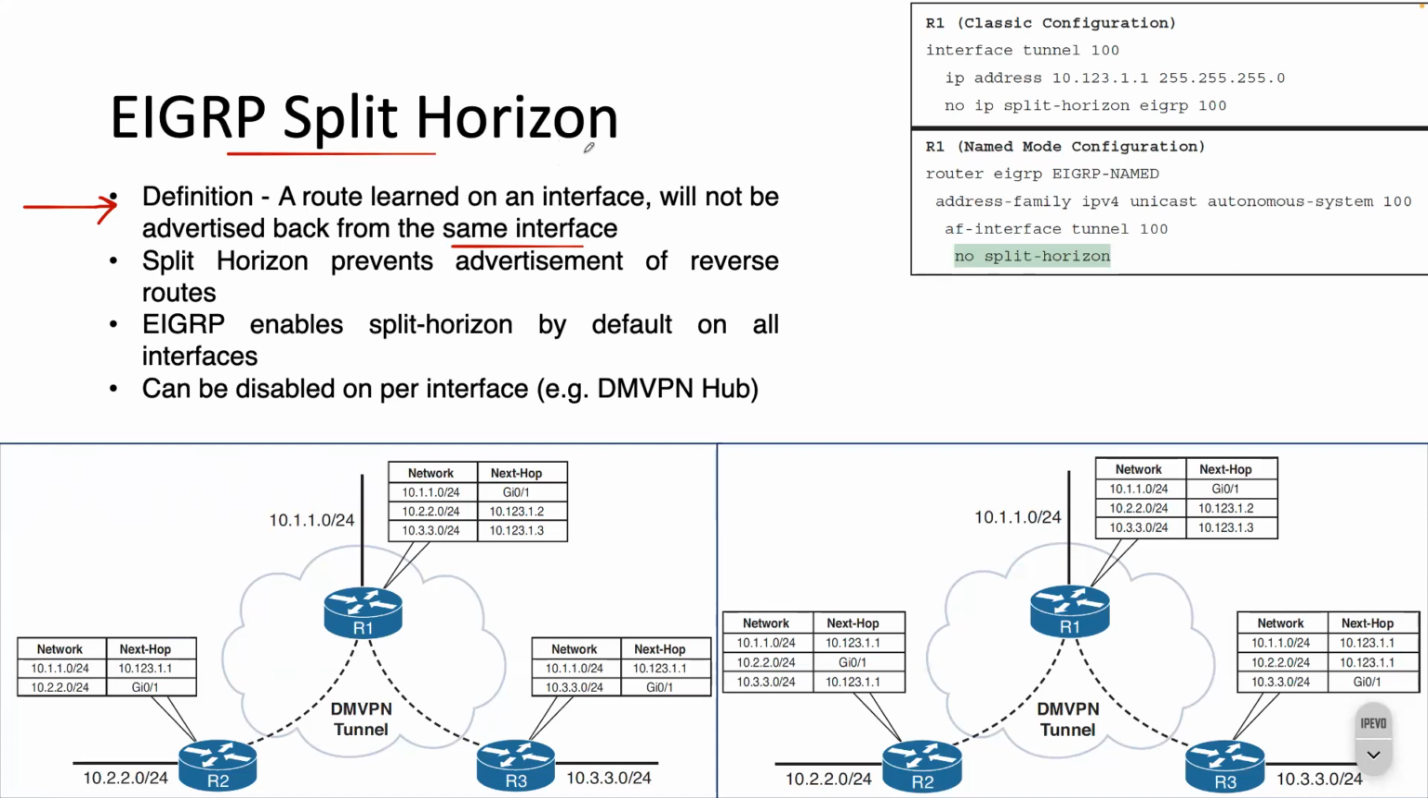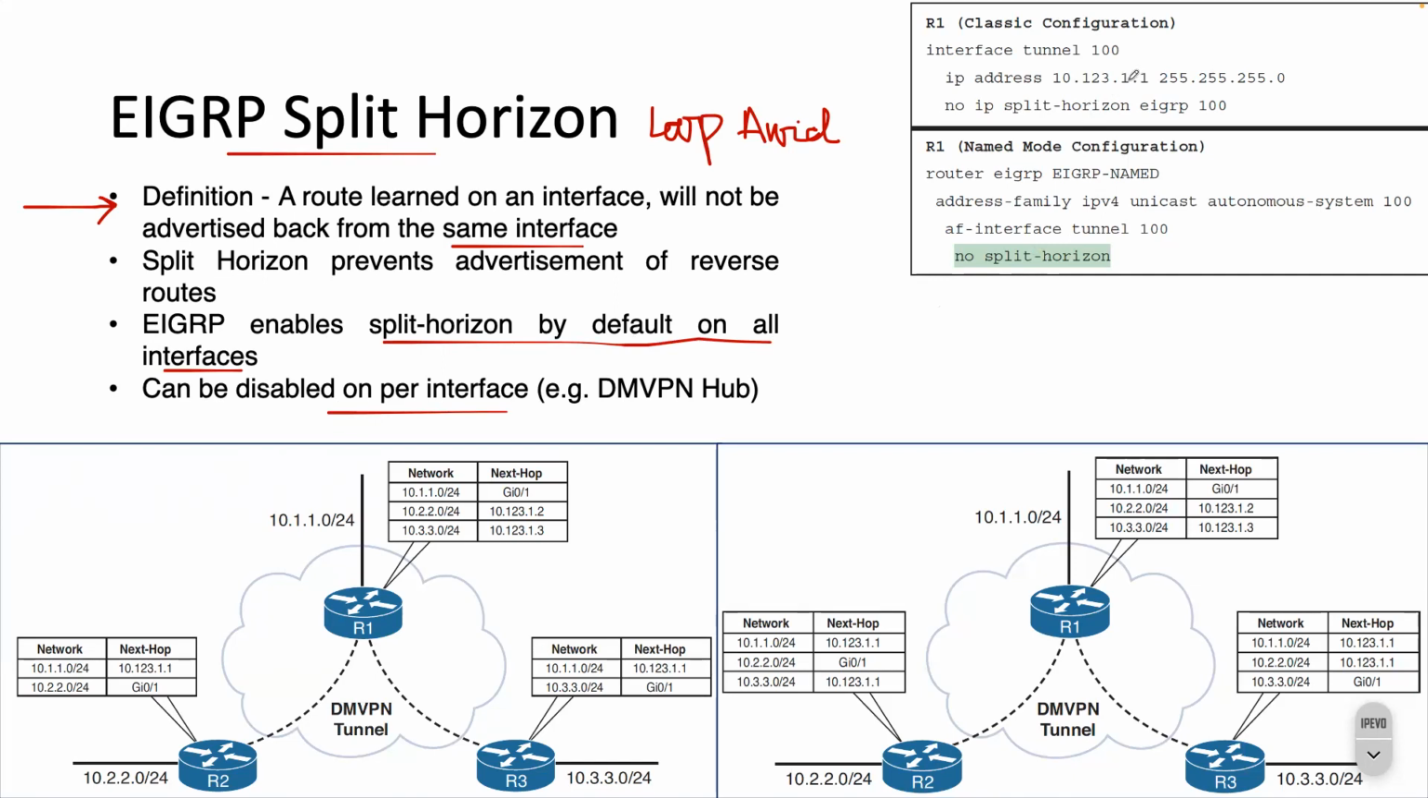It helps distance vector routing protocols avoid loops. I think Pramod, you also joined when we started distance vector versus link state. We discussed split horizon. Yeah, I joined at the same time. Okay, split horizon prevents advertisement of reverse routes. EIGRP enables split horizon by default. It is enabled on all interfaces, right? It can be disabled on a per interface basis.